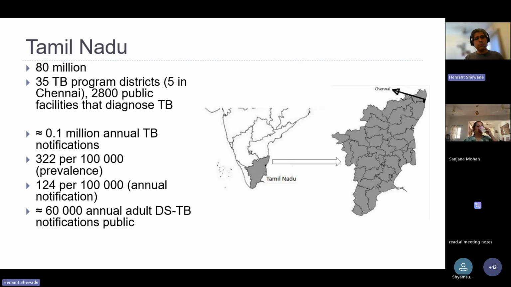Annually, around 1 lakh people with TB are notified every year, of whom around 60%, that is 60,000, are adult drug sensitive TB notified from the public sector. Why I'm clarifying this is because adult drug sensitive TB from the public sector was the target of TN-KET. So annual 1 lakh notifications, around 0.1 million, of which around 60,000 per year were adult drug sensitive TB notified from the public sector. The TB prevalence is around 320 per lakh population, of which around 124 per lakh gets notified.